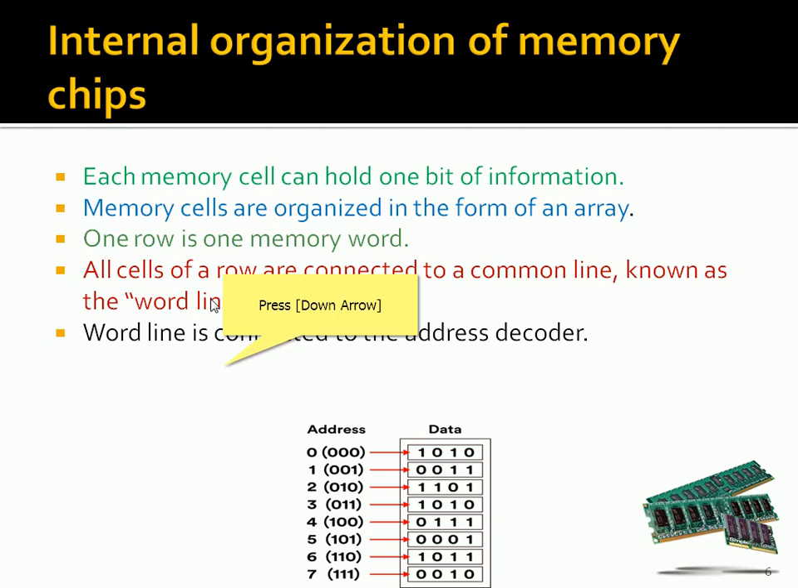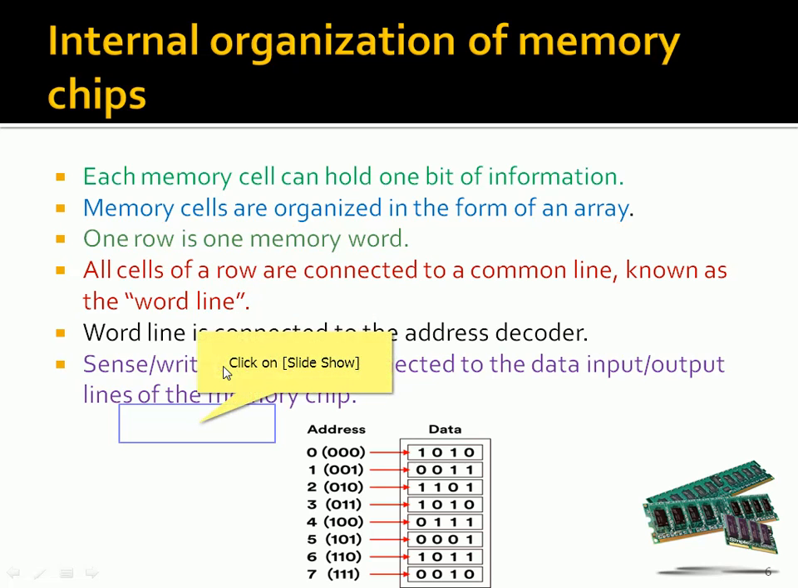There is a 3 to 8 decoder with 8 possible outputs that are connected to the word lines. In addition, there is a circuit called the sense and write circuit connected to the data input/output lines of the memory chip. So there is a sense and write circuit attached to the matrix, so that the memory can drive out the information or put the information in through this additional circuit.